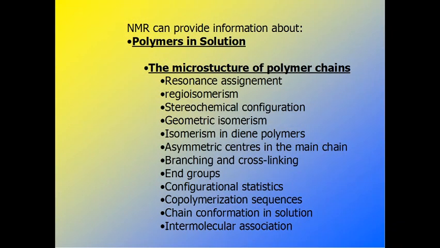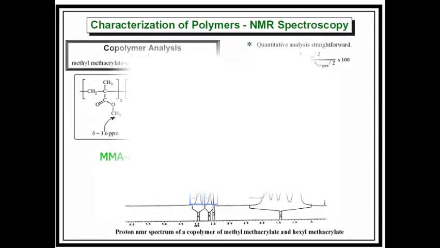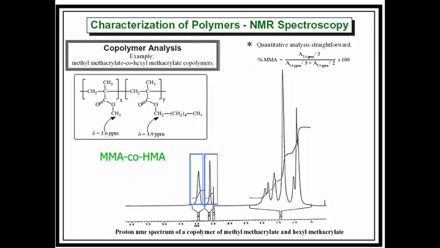NMR can provide information about polymers in solution, the microstructure of polymer chains, resonance assignment, regioisomerism, stereochemical configuration, geometric isomerism, isomerism in diene polymers, asymmetric centers in the main chain, branching and cross-linking, end groups, configurational statistics, copolymerization sequences, chain conformation in solution, intermolecular association. So you can see so many things can be done by NMR. So this is the characterization of polymer.